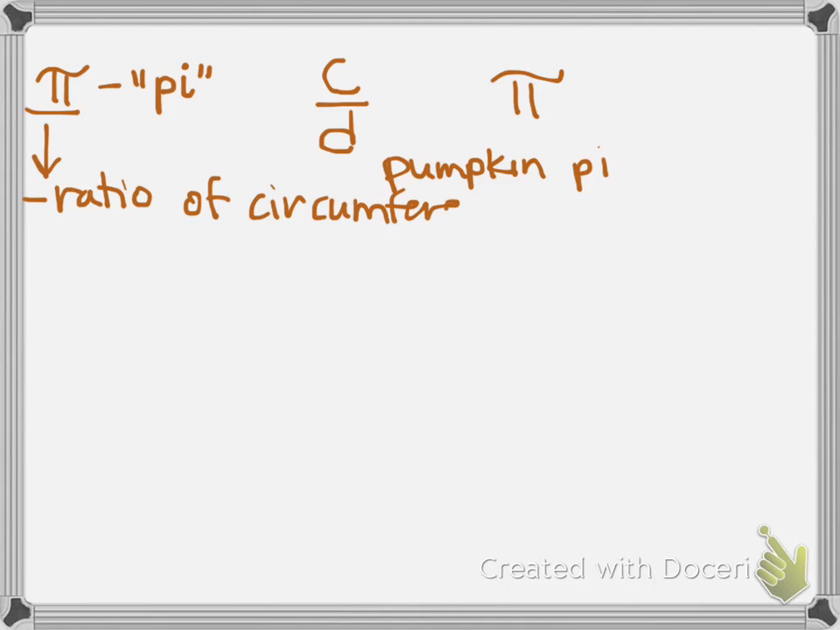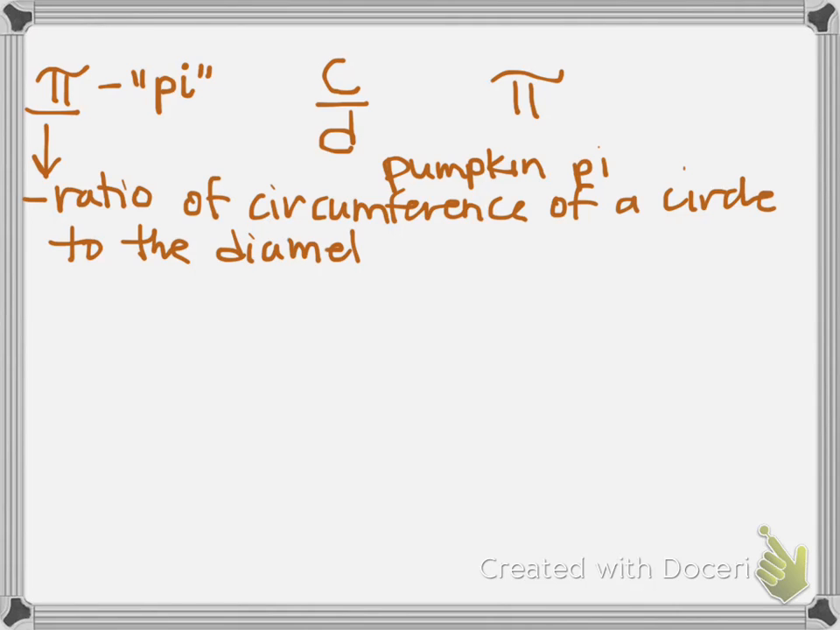Ratio of the circumference of a circle to the diameter. Okay. This value pi is true for all circles. So it doesn't matter how large or how small the circle is. When you compare the circumference to the diameter of that circle, the number you get will be the same.